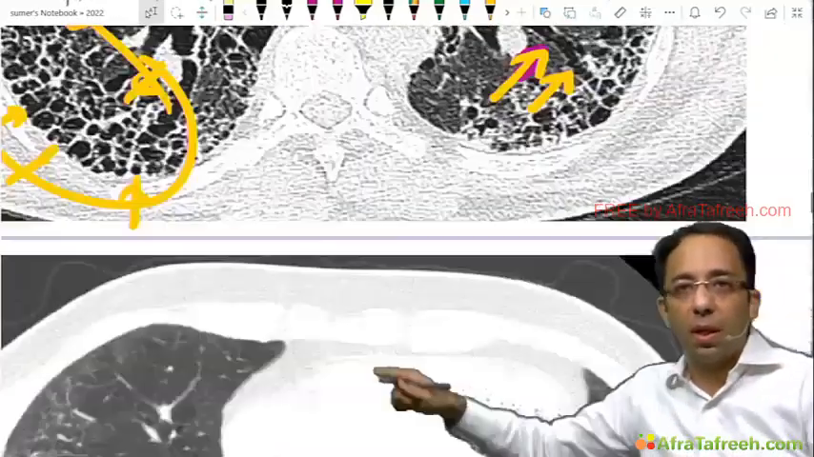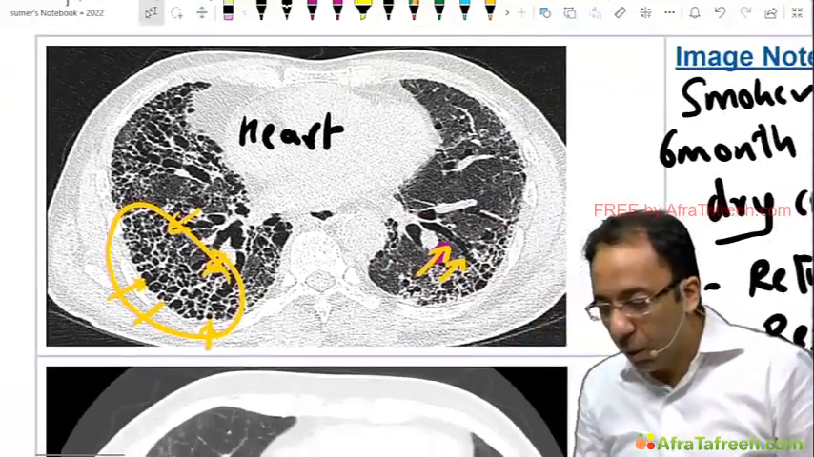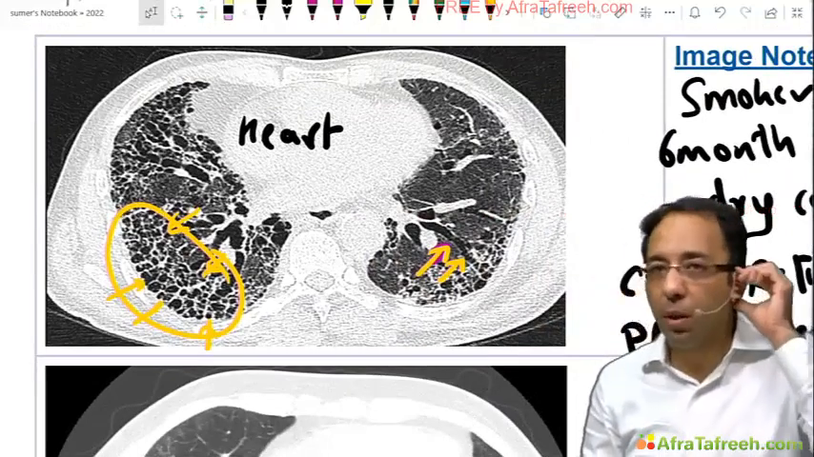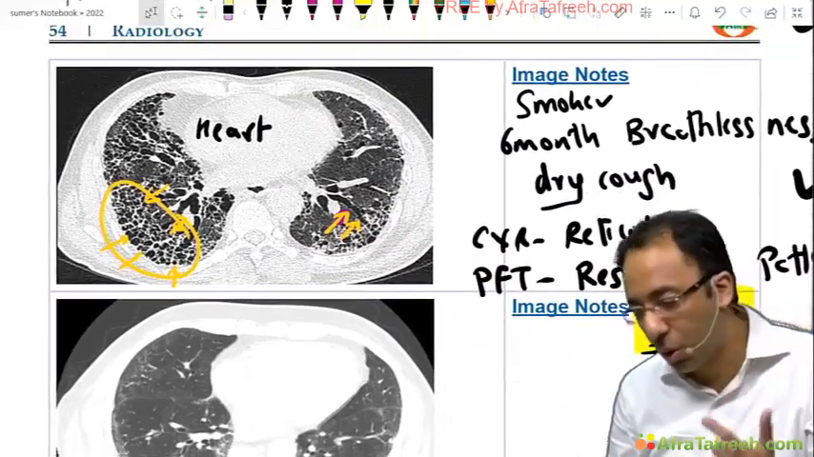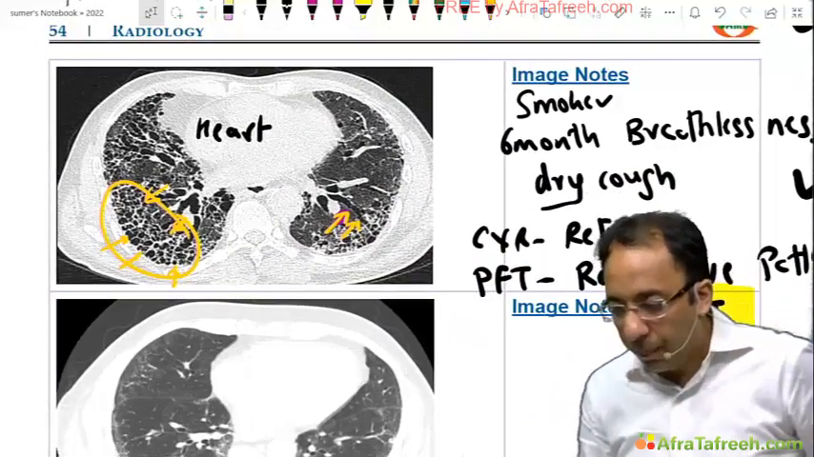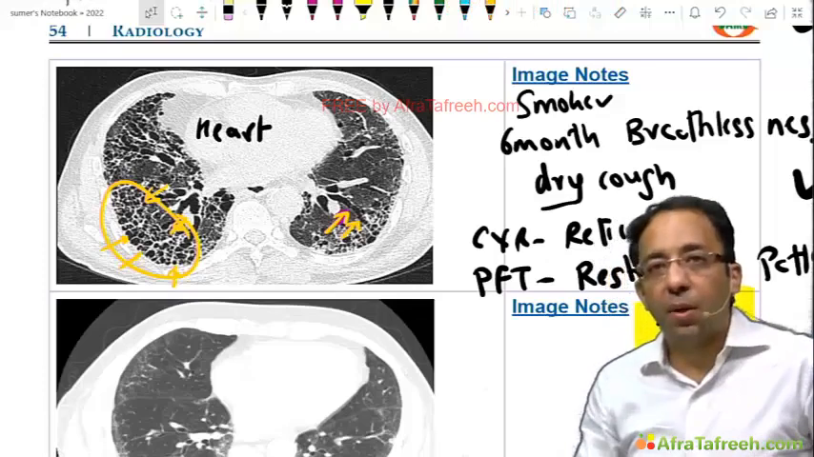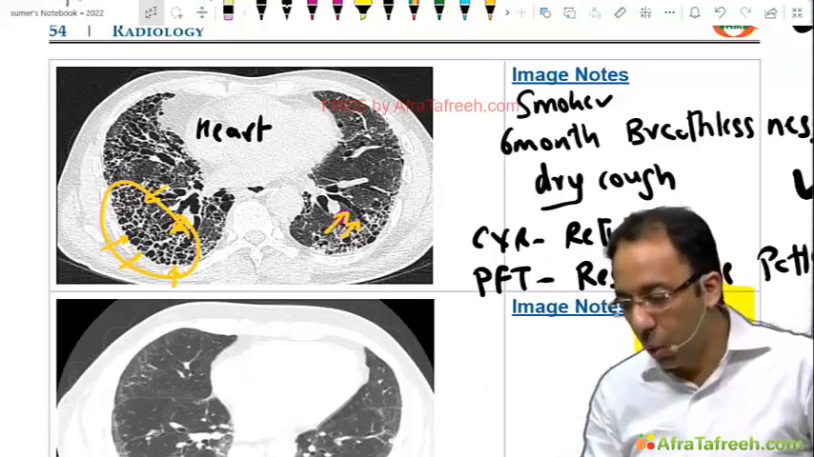This is honeycombing. And if you have any thought process, you can always read it up in your pathology book. It was already there in pathology. I'm just correlating the dots for you. Okay. So if you see honeycombing and traction bronchiectasis, this is UIP.